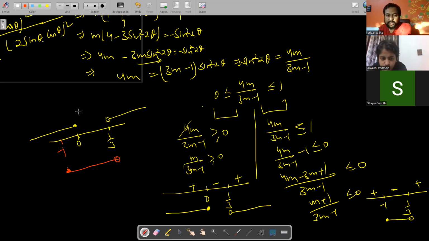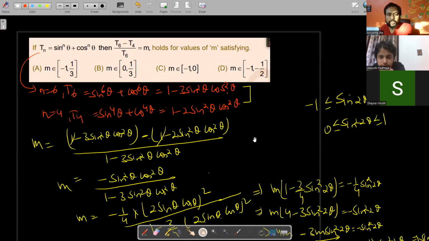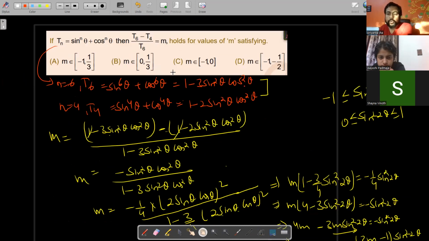So this is the first situation. This is the second situation. The common thing will be our answer. Common is what? This thing. This is the common thing, because there is nothing common here. So minus 1 to 0 should be our answer. Minus 1 to 0. Ma'am, C. Do not guess. This is the right way.